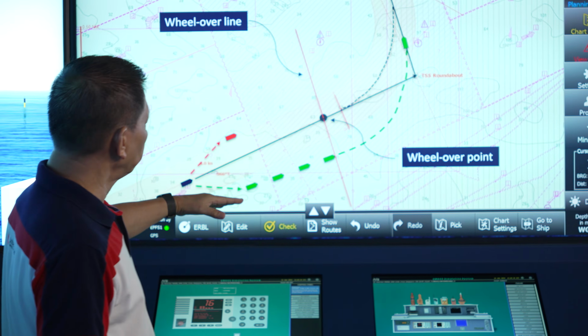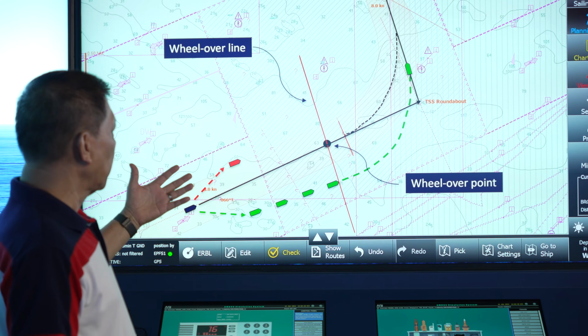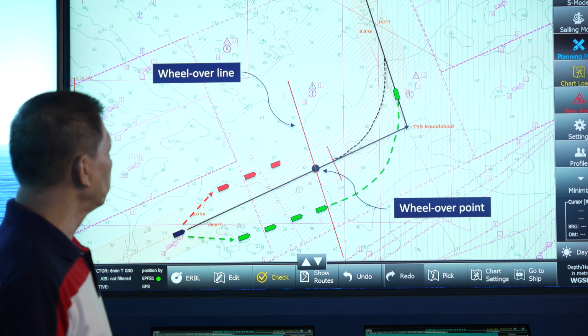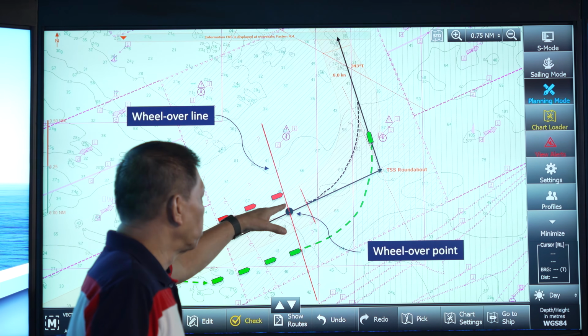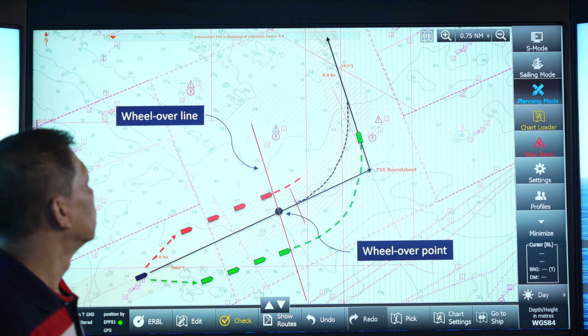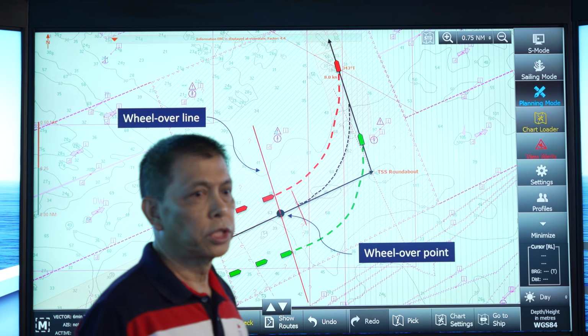In case you are drifted to the other side, as in this case, you can actually maneuver exactly the same way as if you are at the wheel over point. And it will form an arc similar to that, and it will bring the ship to the next course lines.